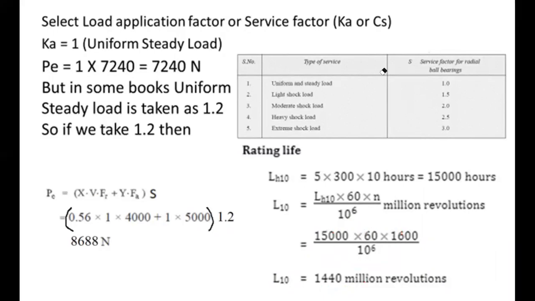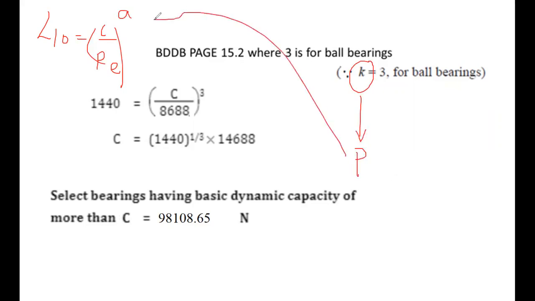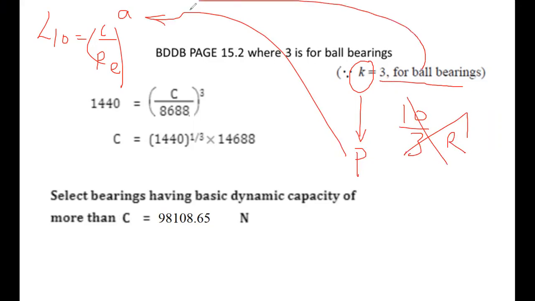Now we are going to use our formula of load life relationship, which is L10 is C upon PE raised to A. In some books, it is K. In Bhandari, it is P, right? But it is nothing but 3 for ball bearings and 10 by 3 for roller bearings. Now it is not a numerical of roller bearings. It is a numerical of ball bearings. That's why we are going to take it as 3.